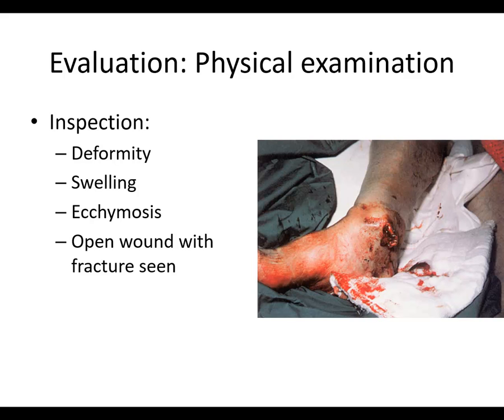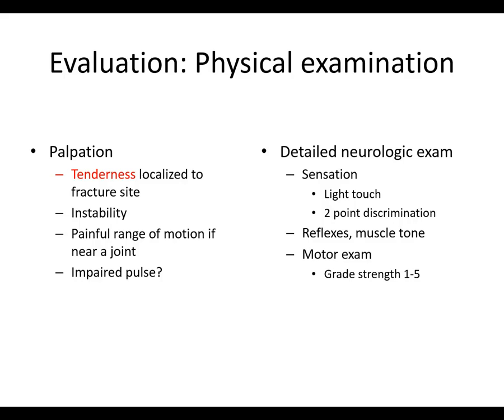So on inspection, now you go on to a physical examination, you want to look for deformity, swelling, ecchymosis. It's not always this obvious, where there's an open wound and maybe you see a bone coming through or something, but certainly these are some of the things you want to look for. And certainly palpation, this is really critical, okay? With displaced, grossly angulated, unstable fractures, you may not even have to do this in every case, where someone's bone is coming through the skin.